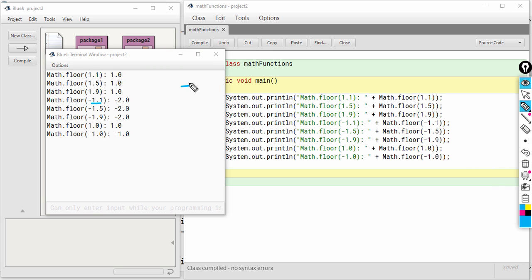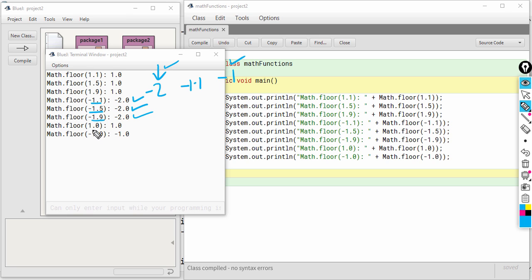Minus 1.1 comes between minus 1 and minus 2. The smaller number between minus 1 and minus 2 is this one, minus 2. Okay. So the answer will be minus 2.0. Similarly, minus 1.5 also comes between minus 1 and minus 2. The smaller one is minus 2. So the answer will be minus 2.0. Same thing goes for minus 1.9. Minus 1.9 lies between minus 1 and minus 2. So the answer will be minus 2.0.